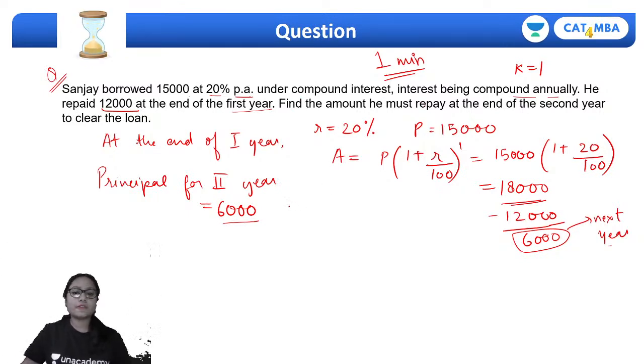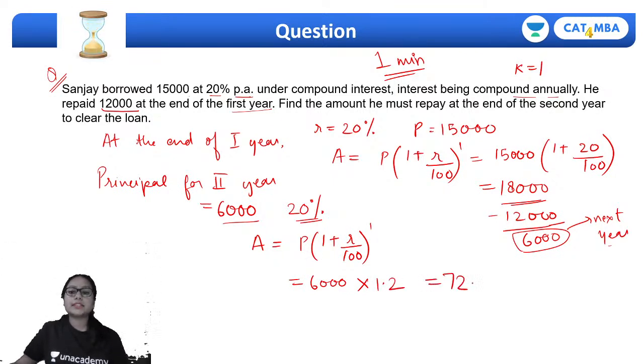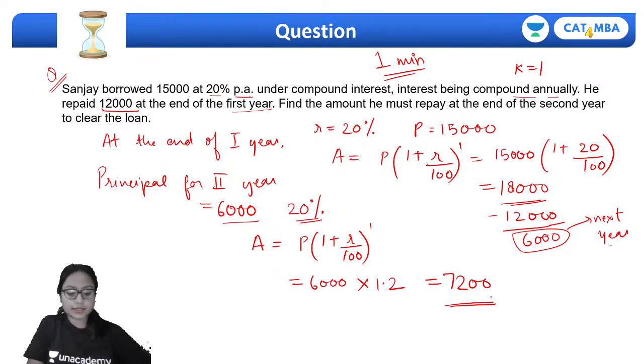So at the end of second year, at 20% rate of interest, the amount that he has to repay would be given by amount is equal to principal into 1 plus r by 100 raised to the power 1. Principal is 6,000 and this will give me 1.2. So the value would be 7,200. Yes, Vatsal, your answer is absolutely right. Yes, Shubham, I hope this question is clear to you.